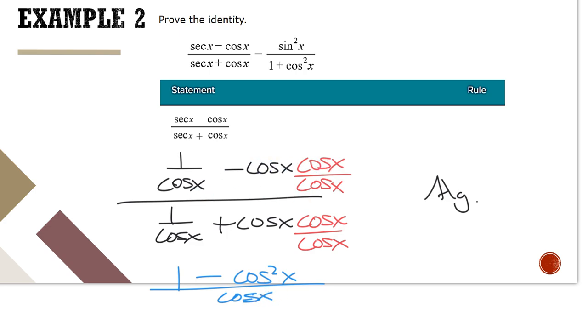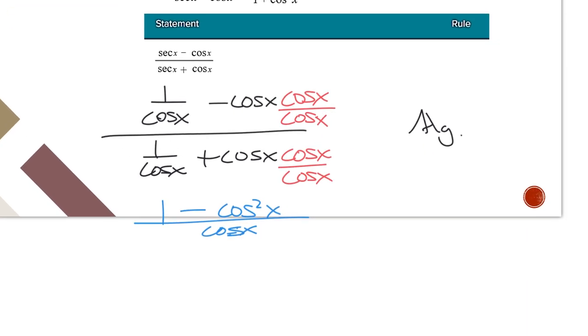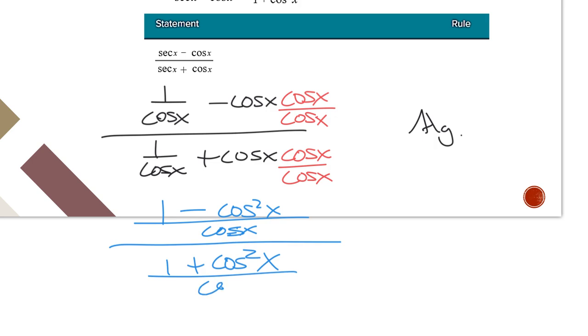Now I can also do that on the denominator as well. So this is all divided by 1 plus the cosine squared of x over the cosine of x, which is some more algebra.